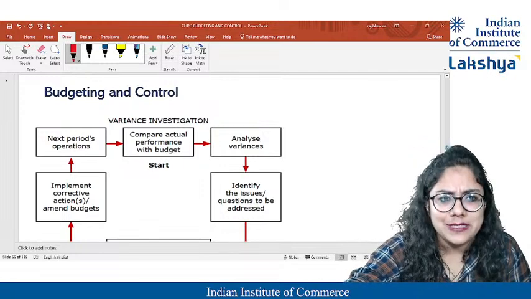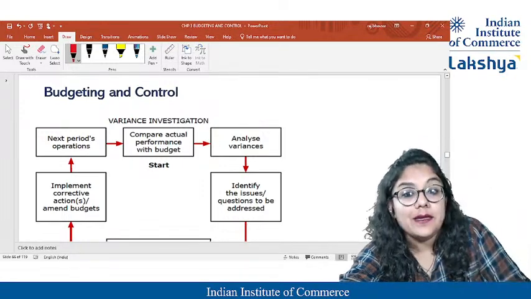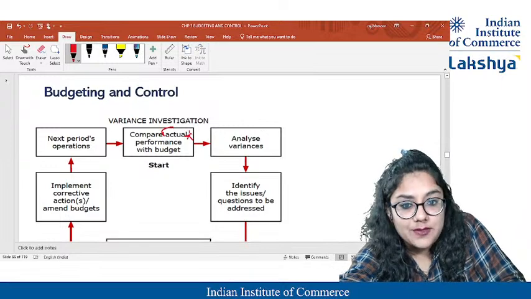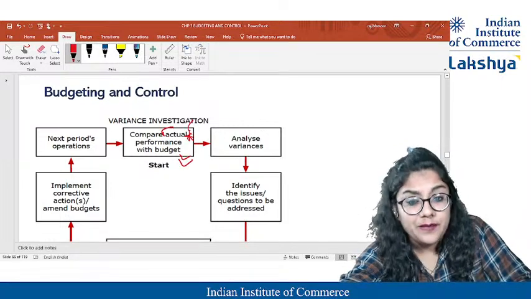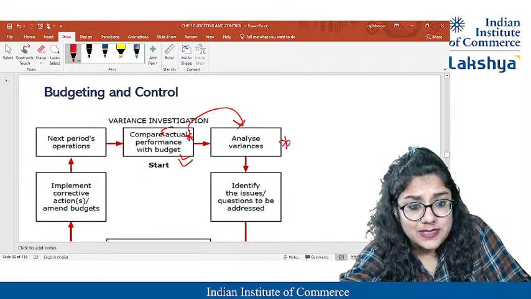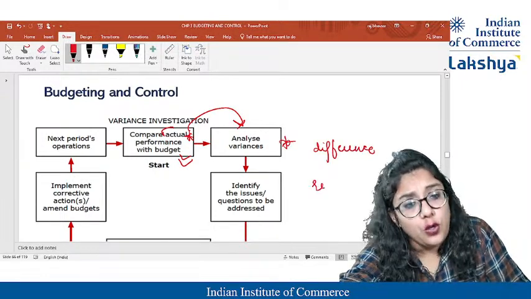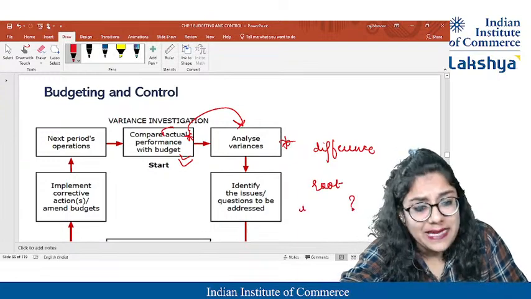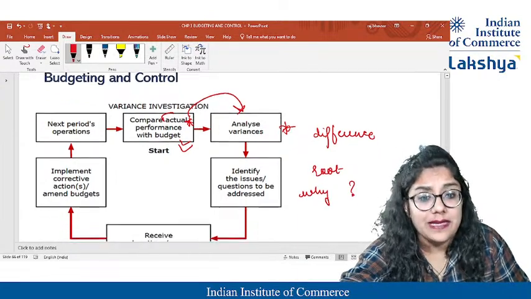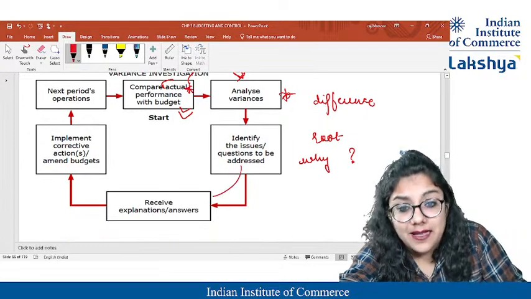How will I do the investigation? I will start by comparing the actual performances with the budgeted ones. I will analyze the variations. I'll get the difference and understand what the root cause is. Why is there a difference? I will get the answer.